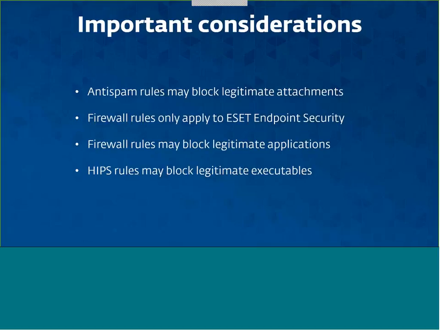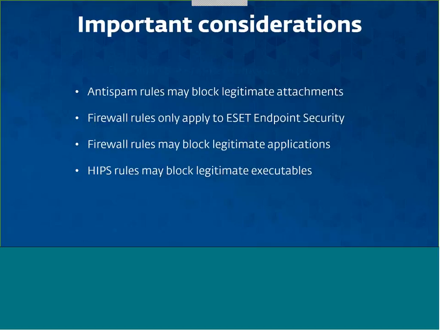Secondly, with regards to the firewall rules, it only applies to ESET endpoint security, because obviously endpoint security has the integrated firewall feature. And then third, the firewall rules can also block legitimate applications. So that's a rule that you should effectively test fully before implementing it as a policy. And then the fourth point is basically exactly the same, as the HIPS rule may also block legitimate executables. So in exactly the same sense as with firewall rules, you should effectively test these rules before implementing it as a global or organization-wide policy.